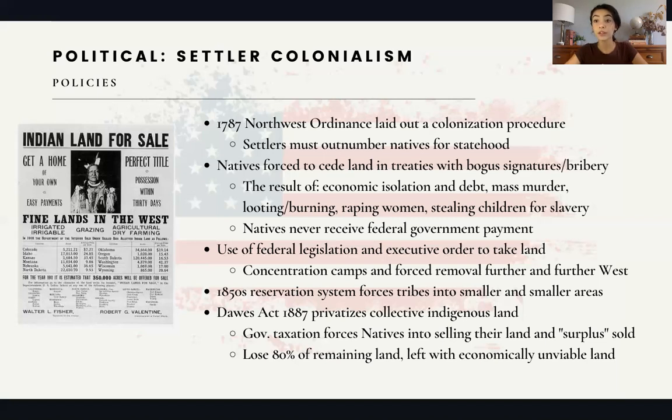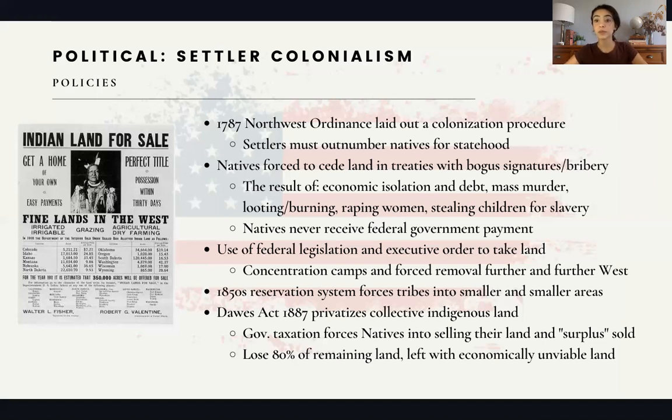There's one more policy that is really the final act in this series of events. The Dawes Act in 1887 privatizes collective indigenous land. The official statement about it was, we're going to civilize Native Americans, we're going to give them individual property, and they'll learn to be good capitalists.